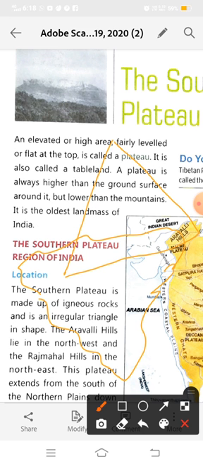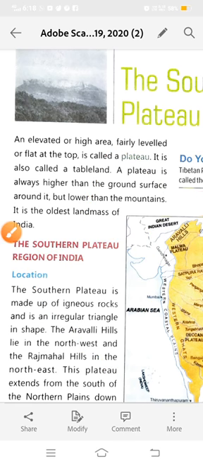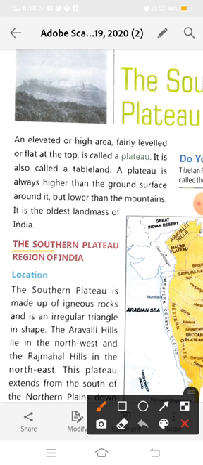So it is very interesting that the southern plateau was a part of the land of Gondwana, which was the supercontinent in ancient time. Now we will read about the location of the southern plateau of India. Our next topic is the southern plateau region of India, location.